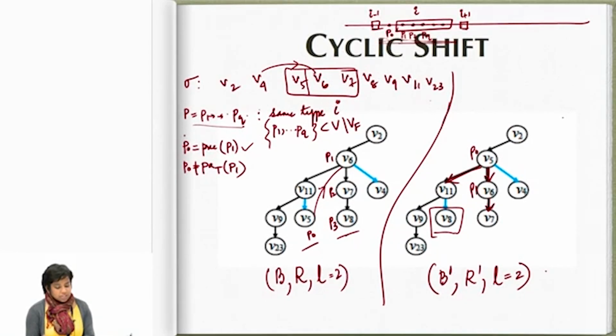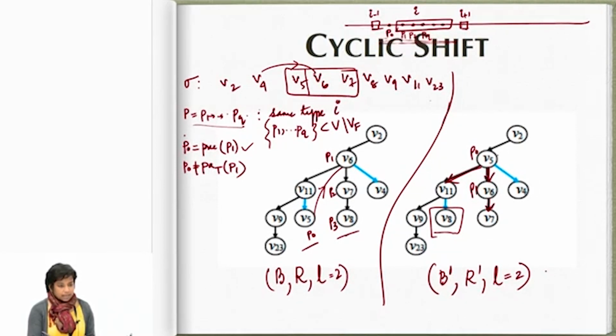So the number of blue edges incident on P1, the first vertex in this path, is the same as the number of edges incident on the current first vertex in this path, which is the P0 vertex.